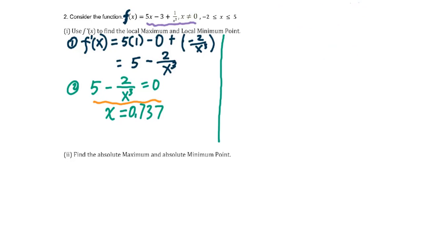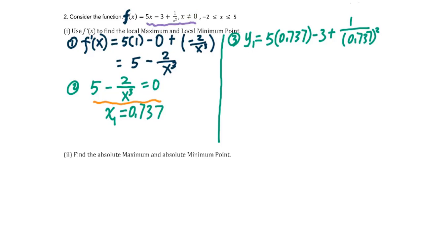Now the third step, we will work on the y-value. Let's label this as x1. You will get 5 times 0.737 minus 3 plus 1 over 0.737 squared equals 2.57. So we got this point, 0.737 and 2.57.